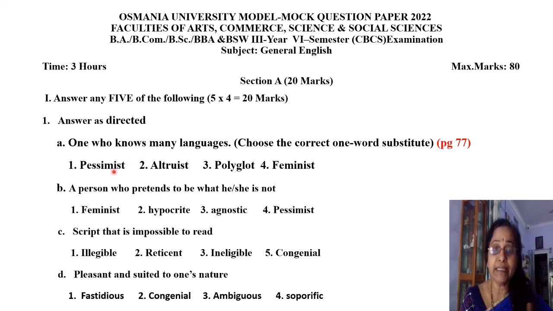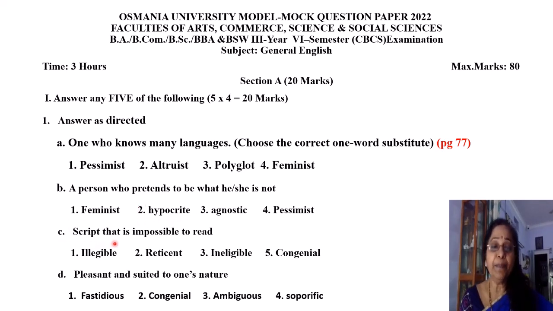So you have to understand the other 3 options also. Then only will you be in a position to answer the questions correctly. Then B, a person who pretends to be what he or she is not. So the persons who pretend are called hypocrites. This is the answer for the B question.